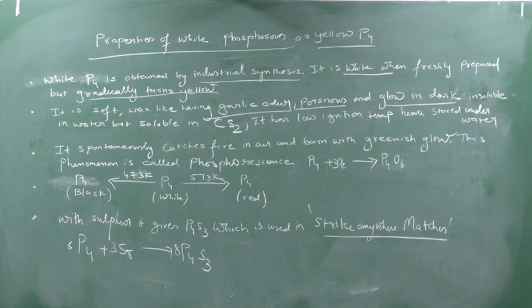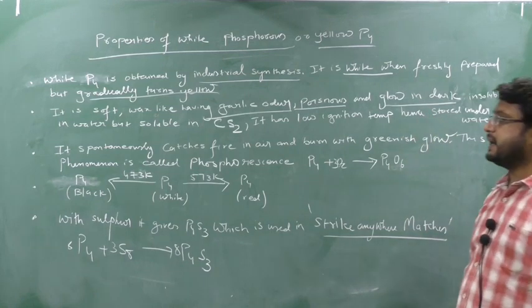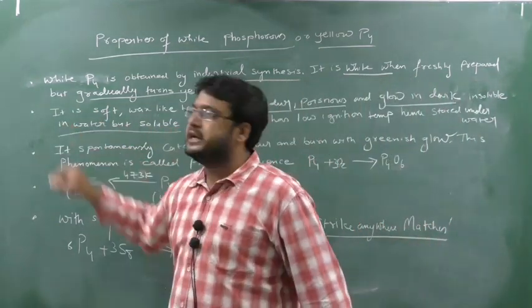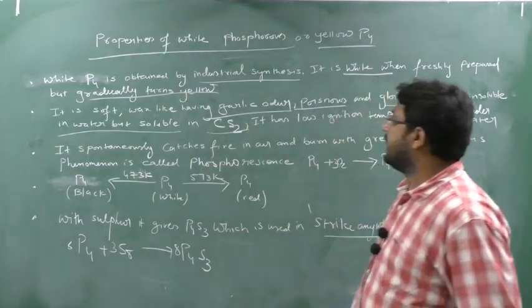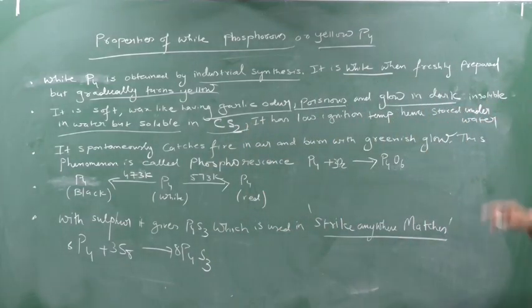It is poisonous and it glows in the dark. It is insoluble in water. Though it is insoluble in water, it will be soluble in a non-polar solvent like carbon disulfide. So it is a soft, wax-like substance having a garlic odor, poisonous, glows in the dark, and is insoluble in water.